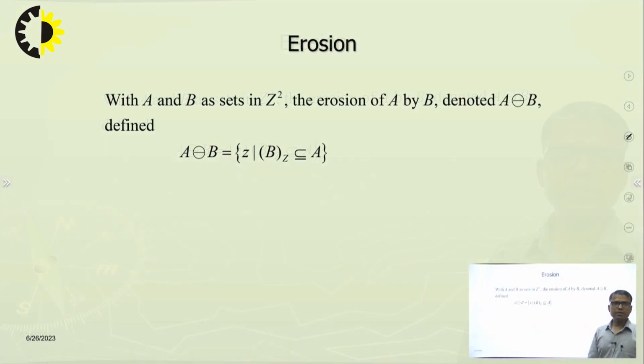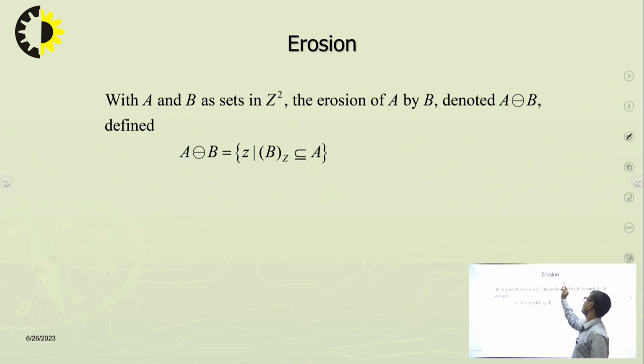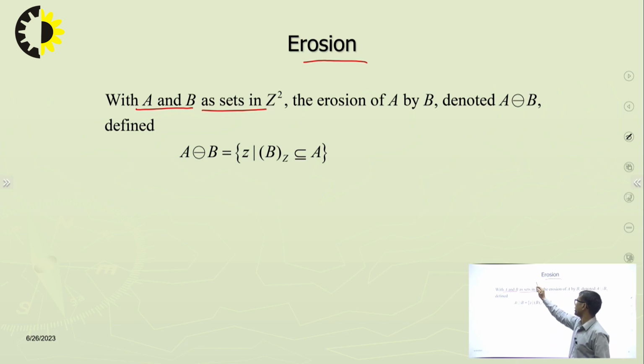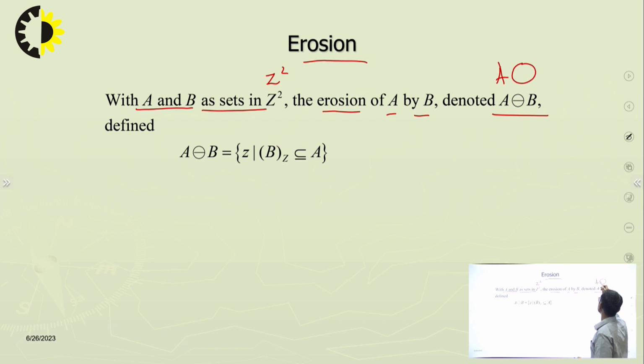Now, based on the preliminary operation that we have seen, and with some basic background of set theory, we define a new operation that is called erosion. When sets A and B are part of the domain Z square, that is the pixel values, we can define erosion as A is eroded by B, and it is denoted by A, a circle with a subtraction sign inside, B. This symbol is called the erosion symbol.